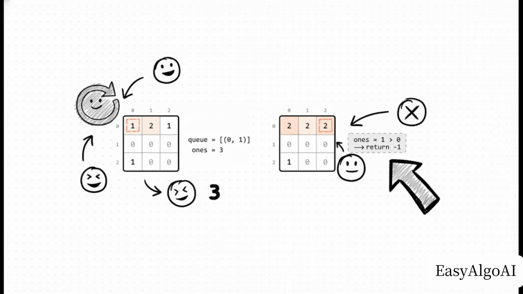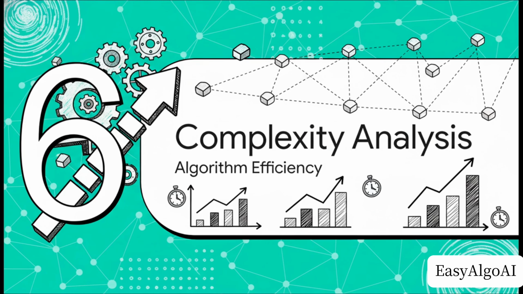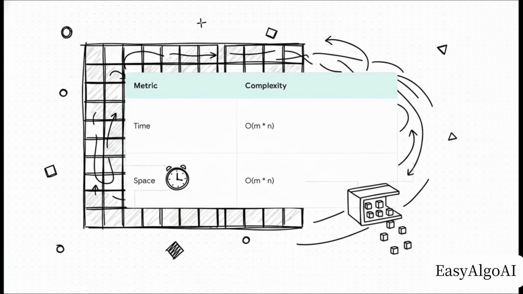No rescanning required. Finally, let's bring it all home with Section 6, Complexity Analysis. This is what really matters in an interview or a real-world system. Now that we've built this bulletproof algorithm, let's look at the final verdict on performance. Our time complexity is O(m × n), where m is the number of rows and n is the number of columns. This is because, in the absolute worst-case scenario, our level order traversal is going to explore every single cell in the matrix.